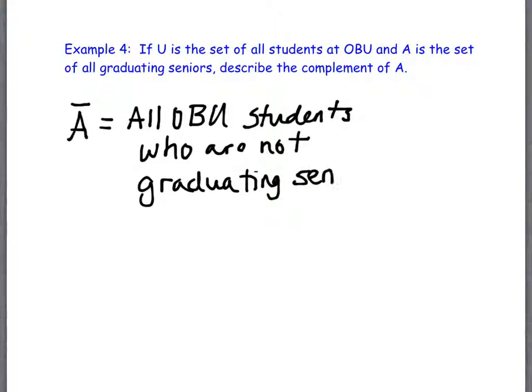seniors. And you're right, so this is going to include all our freshmen, sophomores, and juniors, and some of the current seniors as well, right? Those who simply aren't graduating yet. Does that make sense? So when we're talking about a complement, it's just the negation of what we were talking about to begin with. We talked about the graduating seniors. These are not the graduating seniors, or the seniors who are not those who are not graduating seniors. Let me say it that way.